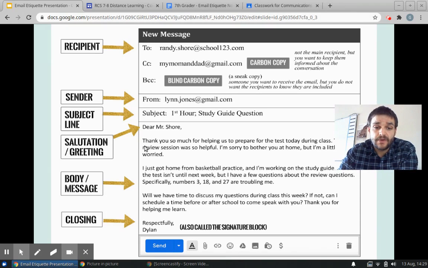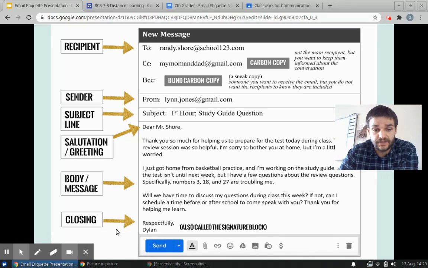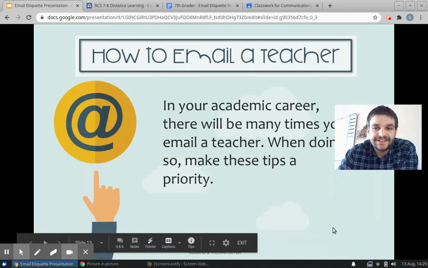Shore. Then you have the body of your email, which is the actual content of your message. And at the bottom, you have a closing, which includes some sort of closing message like sincerely or respectfully, and then your name. So pause this video now if you need to, and go to your note sheet and fill in the parts of an email.